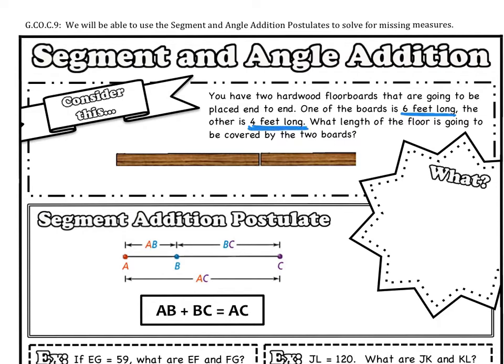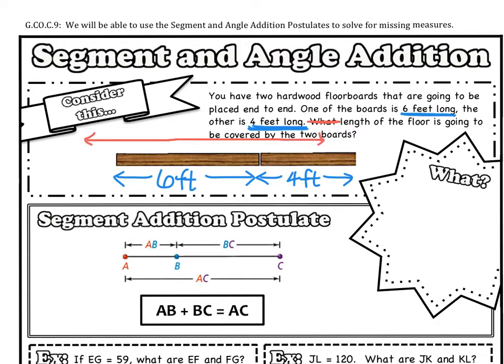So let's go ahead and label what we know on the picture to see if we can figure out the answer to our question here. Our first floorboard is 6 feet from here to here, and our second floorboard is 4 feet from here to here. Now, the question we're asked to answer is what is the length of the floor that is going to be covered by the two boards? So essentially what we're trying to figure out is what is this total length from the left end of the boards to the right end of the boards.